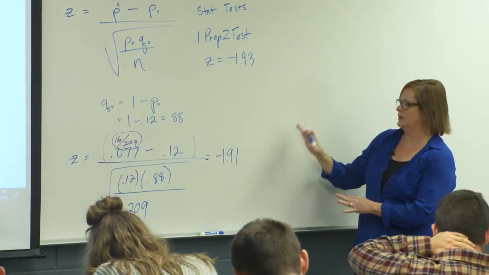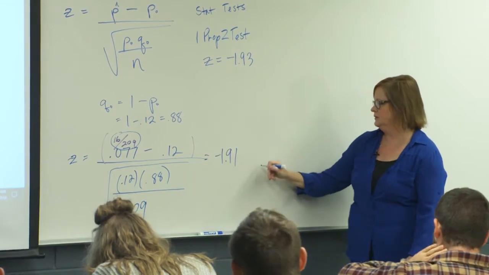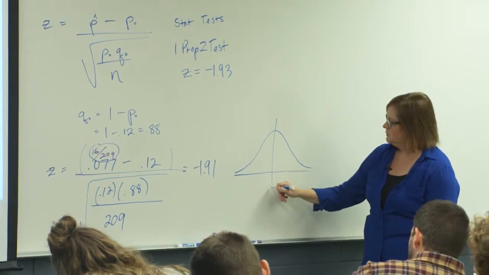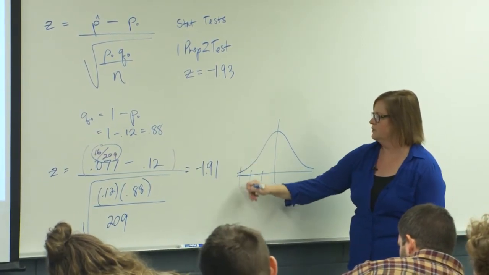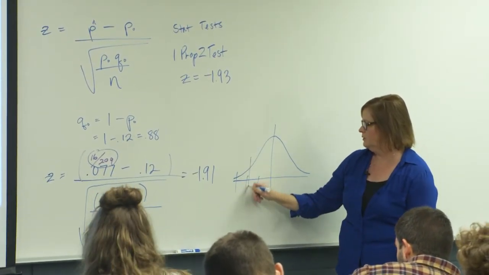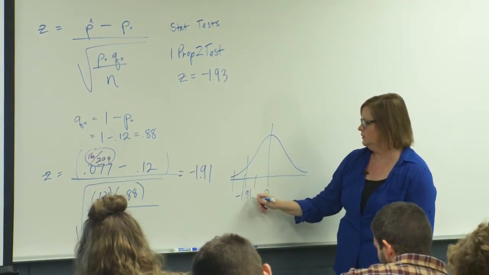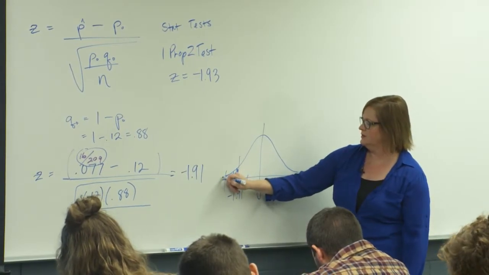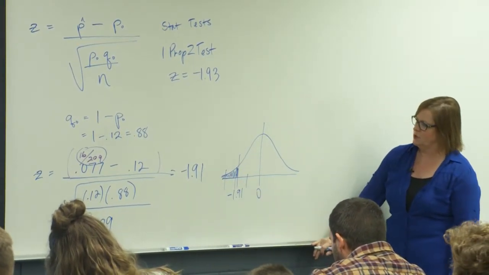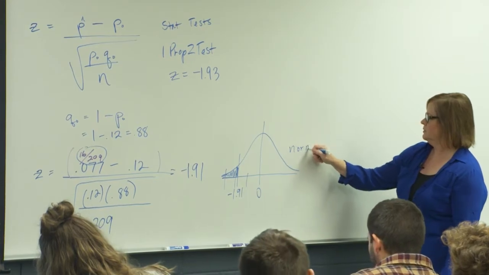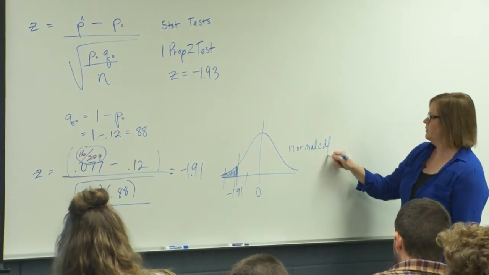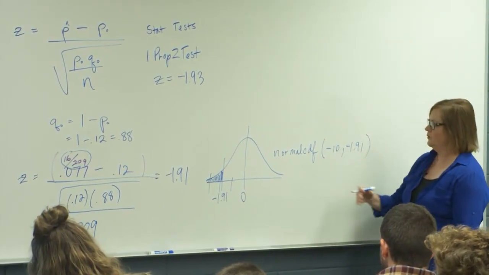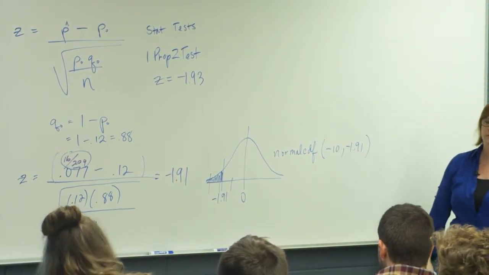So let's keep it going. Let's say that you kept doing it this way. Then when you find your p-value, you're working with a different z than I am up here. So negative 1.91, and shade the same way as the test, right? It's a left-tailed test. So we would be doing normal CDF from negative 10 to negative 1.91. Or you could use the z table.